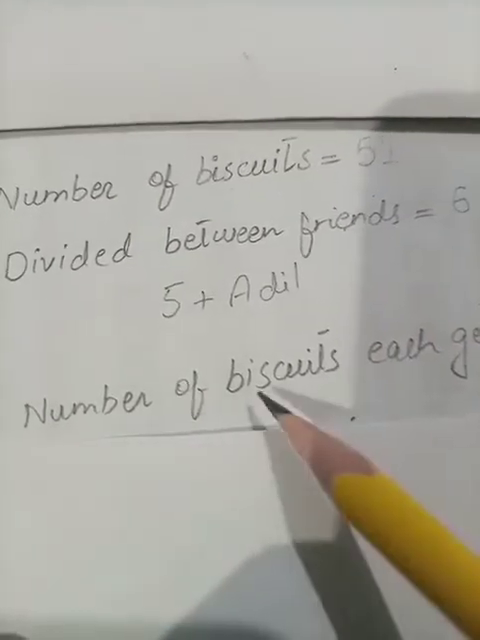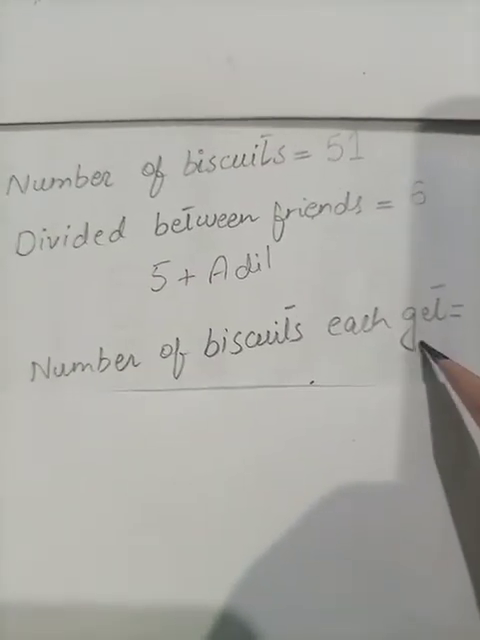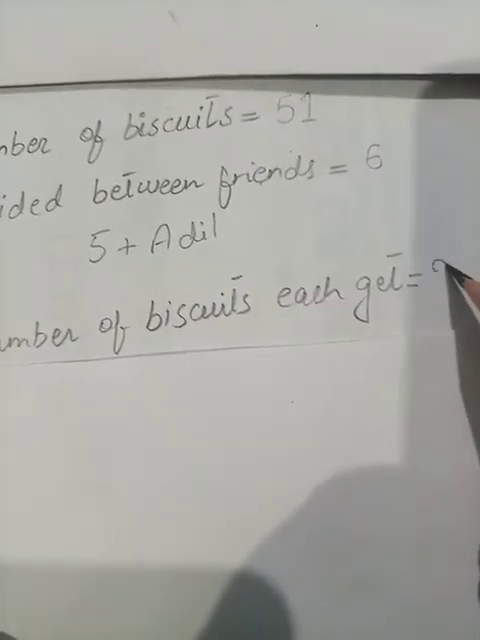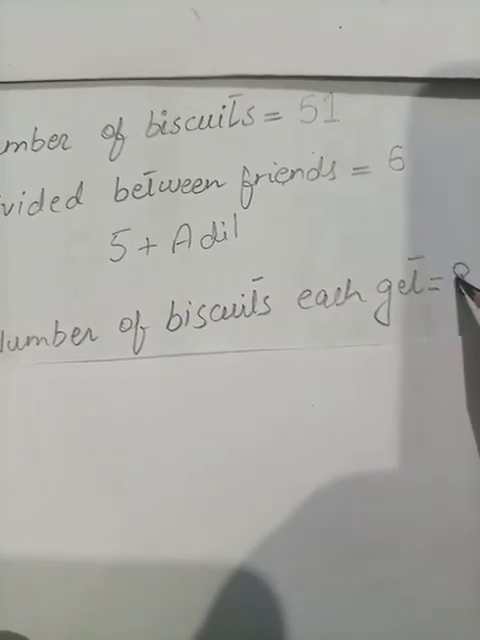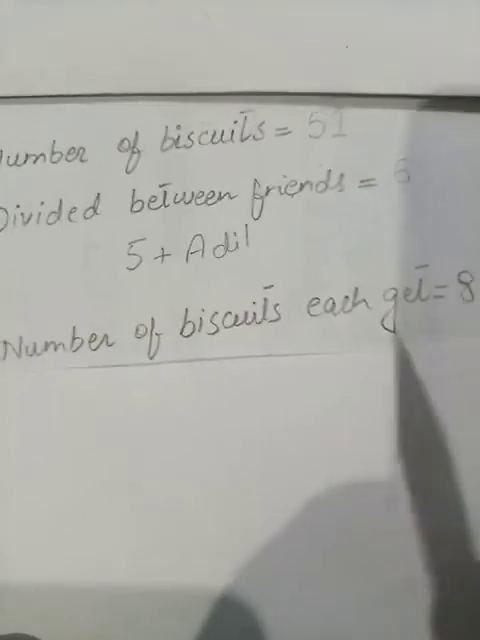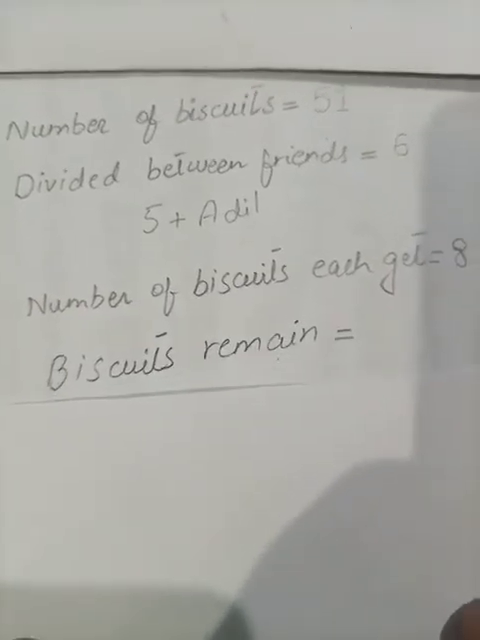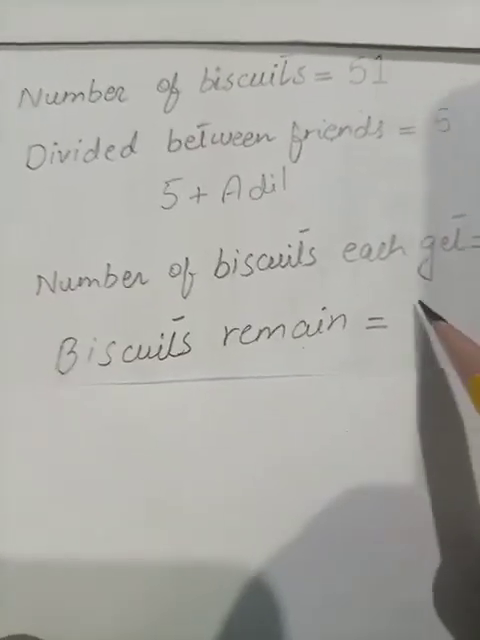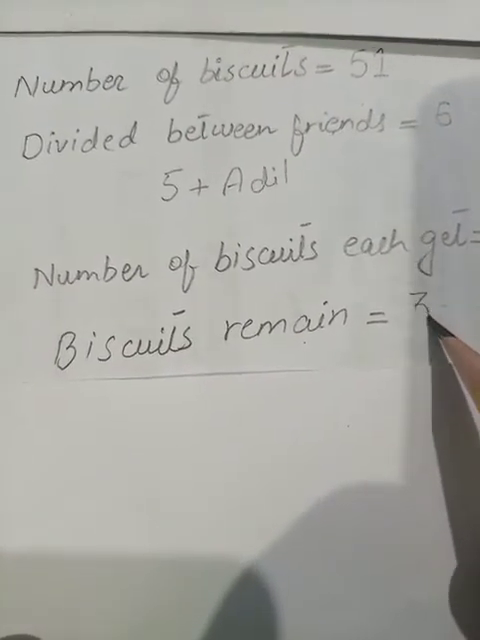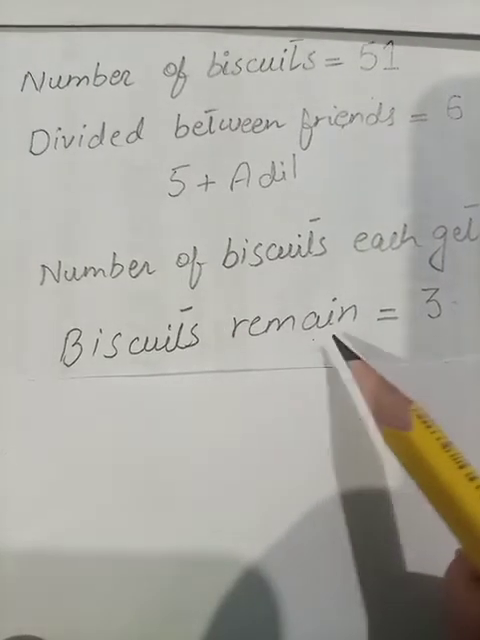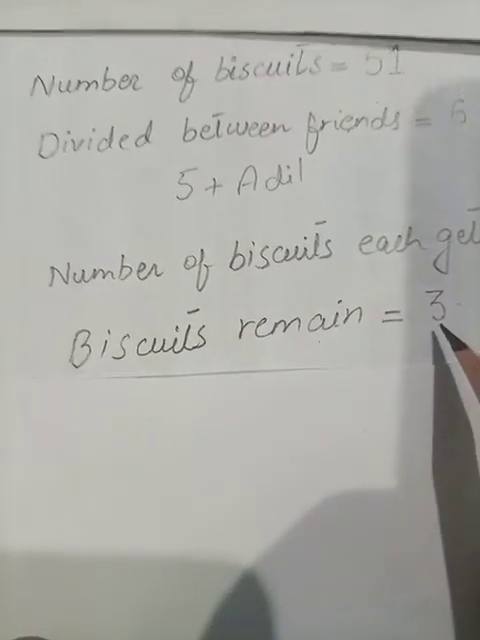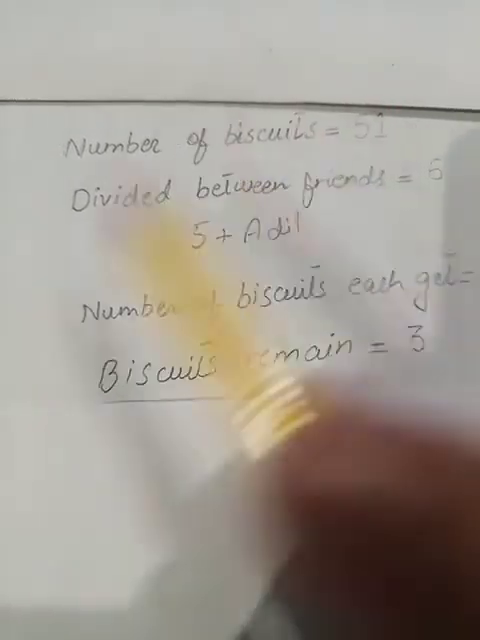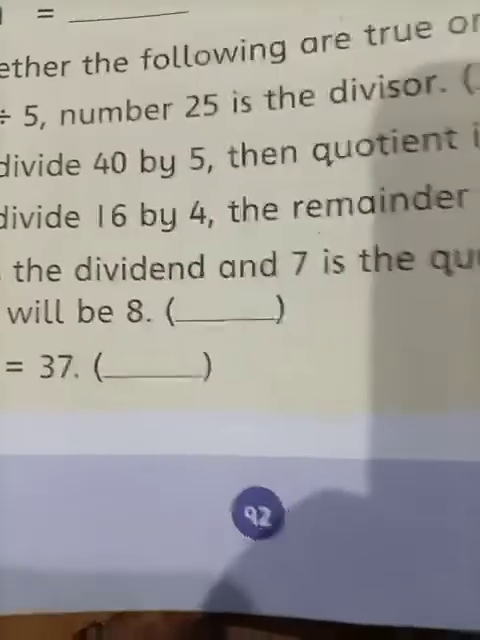So students, the number of biscuits each friend will get, that is the quotient, and our quotient is 8. It means that each of the friends will get 8 biscuits. And the next question was how many biscuits remain. So students, our remainder is 3. It means that we are left with 3 biscuits. Okay students, look, we have solved our word problem.